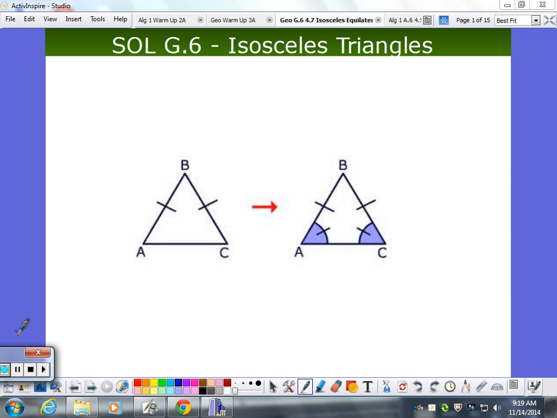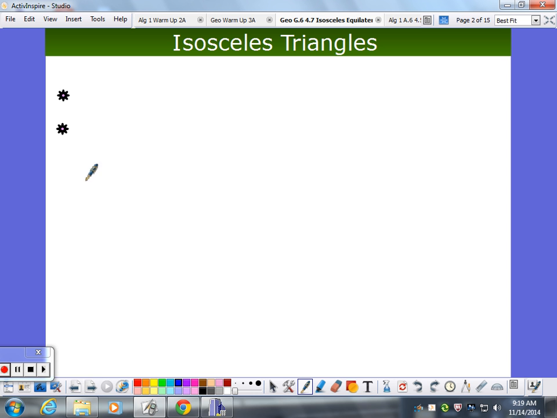So today we're looking at isosceles triangles. We're also looking at equilateral triangles. Just to get some basic vocabulary out of the way, we're all in different places. Some of you will know this, some of you may not. But let's start from the beginning. Isosceles triangles are triangles with two congruent sides.